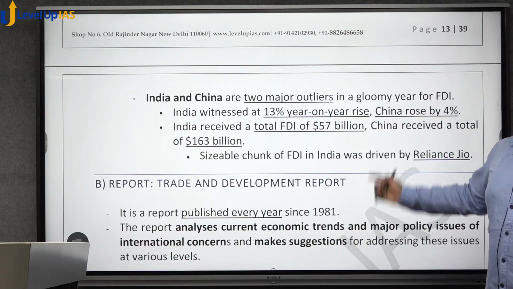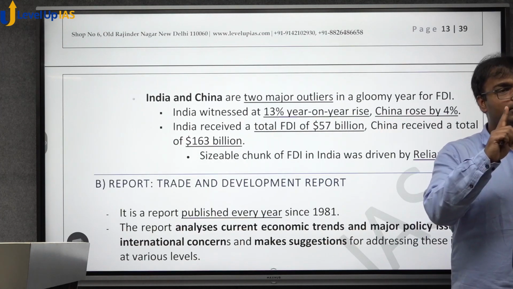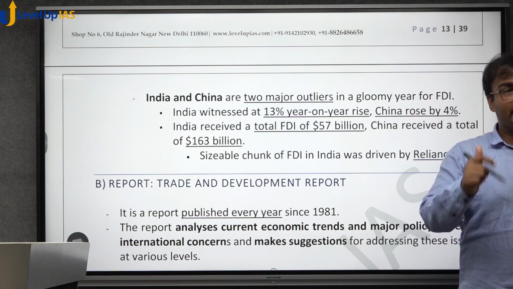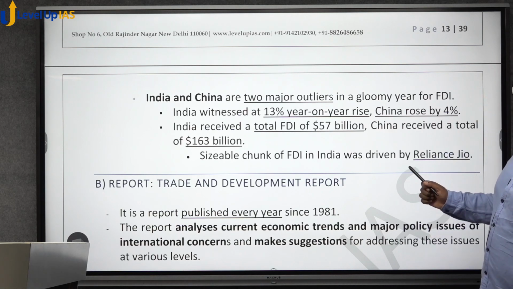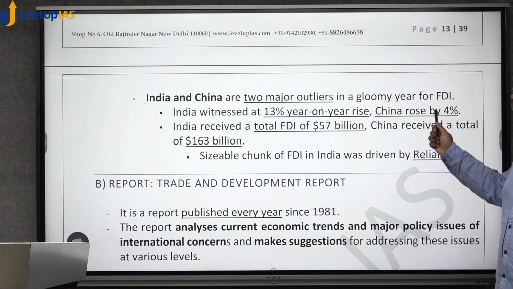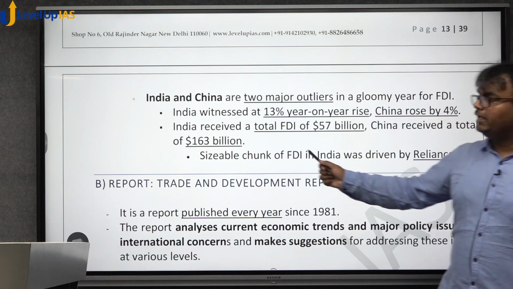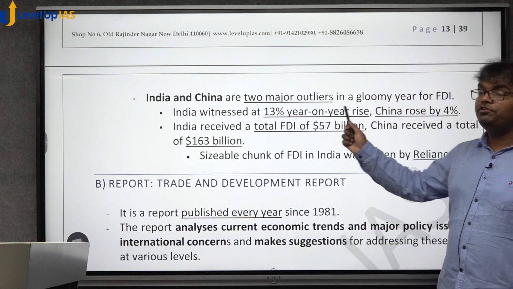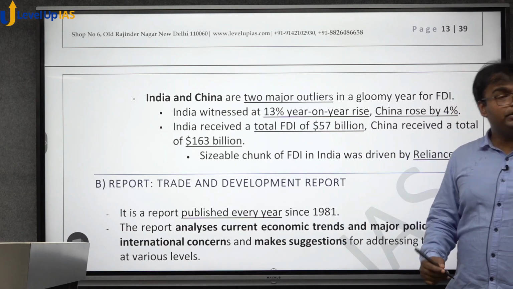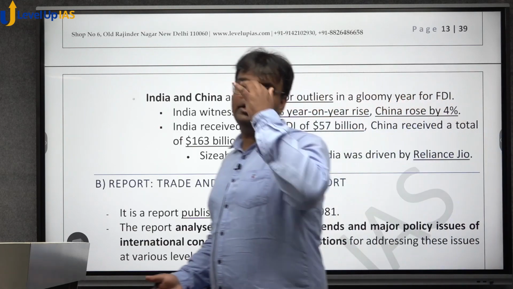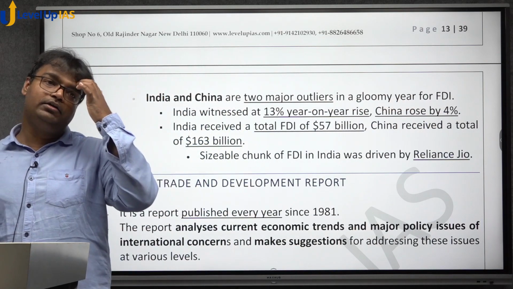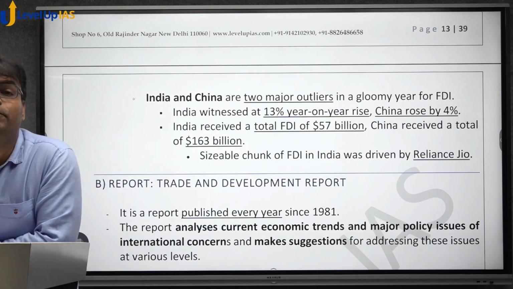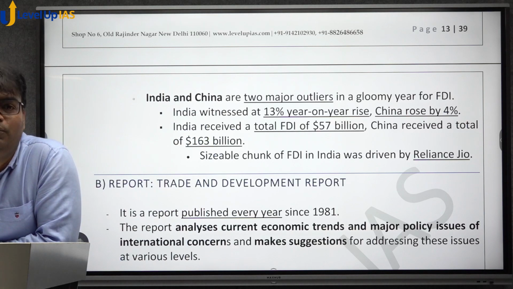But two countries, India and China, have shown exceptional trends. China has seen a rise of FDI by 4%. Its FDI in 2013 has been $163 billion. India's FDI has been $57 billion. So these are two countries, in spite of COVID-19, have seen investment. In India, a major part of this investment is the investment of Facebook into Jio. Facebook has announced 40-50,000 crore rupees ka investment in Jio, right?